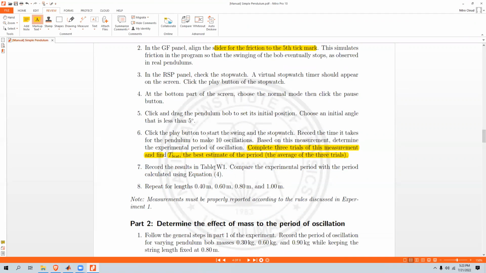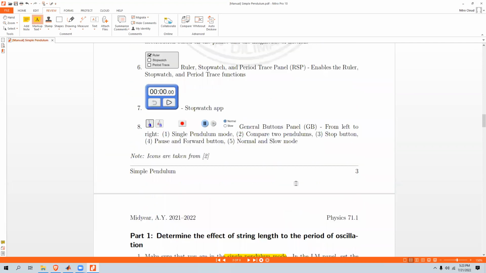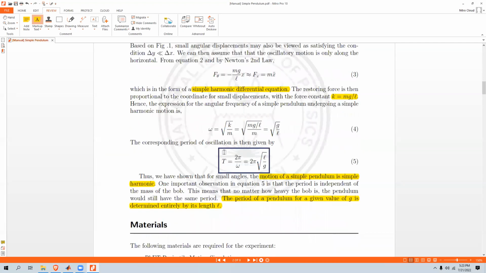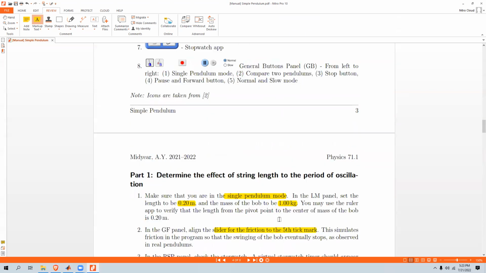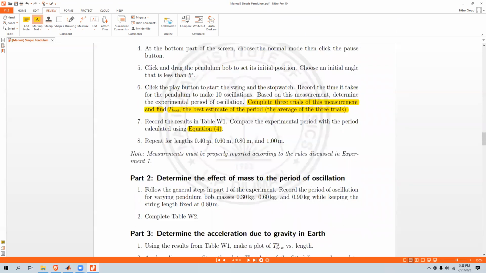Next, I will be recording this result in table W1, and I'll compare the experimental period with the period calculated using equation 5. So this should be equation 5. Just for reference, equation 5 is our boxed formula here. This is the theoretical period, which is based on, again, L, which you set in the experiment, and g, which you will be setting to be constant as well. Next, you'll do the same measurements for 0.4, 0.6, 0.8, and 1 meter.